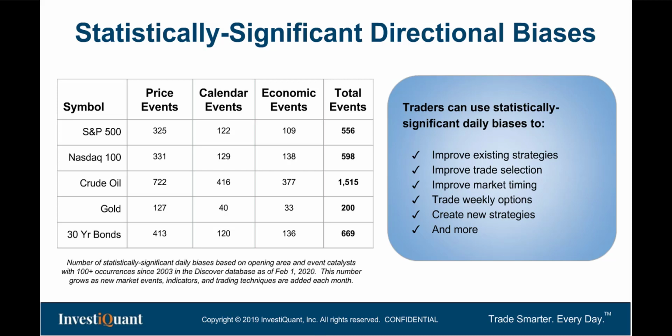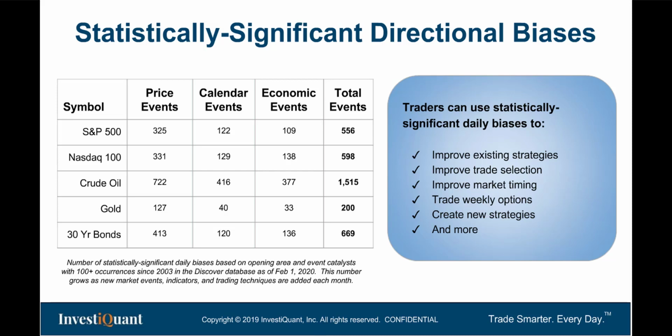Many different ways to improve existing strategies, right? Make sure you don't trade against a known historical bias. That can improve your win rate, to improve your trade selection specifically, improve your market timing. We'll show you an example of how, if you wanted to enter gold because you were fundamentally trying to get positioned to the long side, today could save you and help improve your market timing.